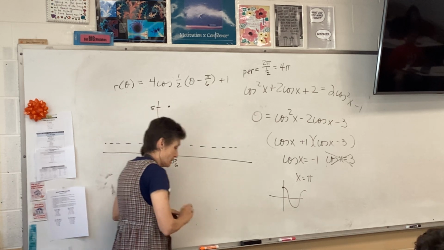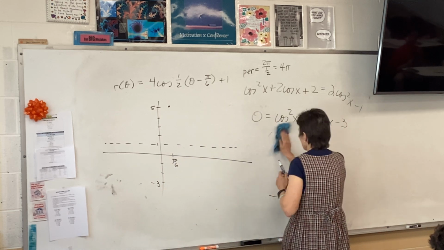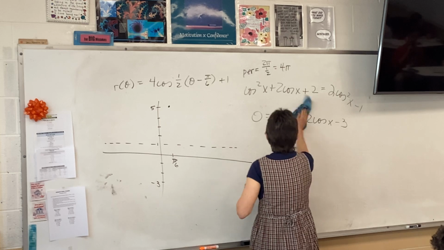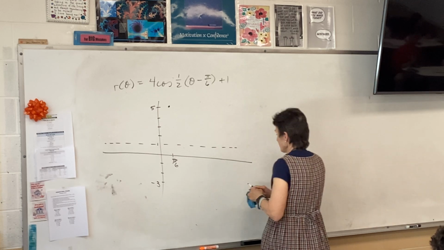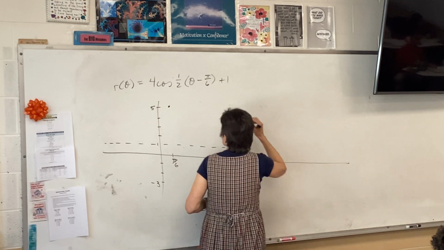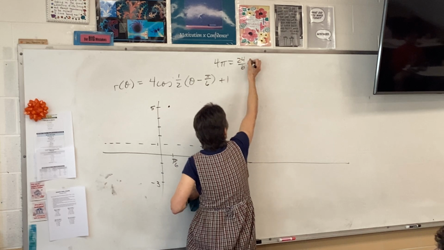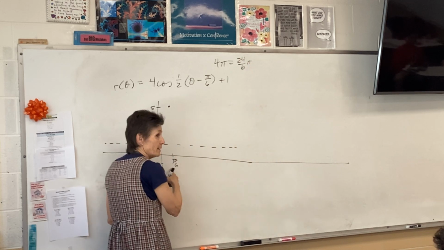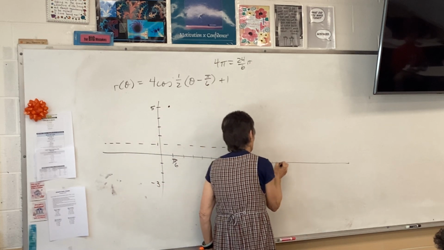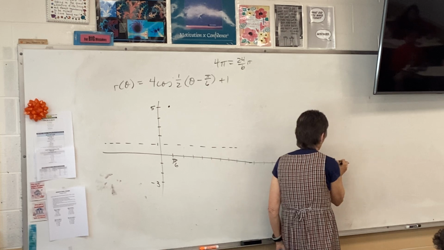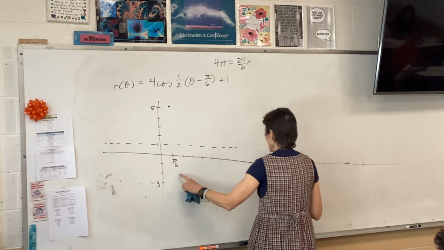So to keep some kind of reasonable scale, pi is, oops, I erased it. 4 pi is 24/6. So there's 1. Okay, so 2, 3, 4, 5, 6, 7, 8, 9, 10. Can't remember.